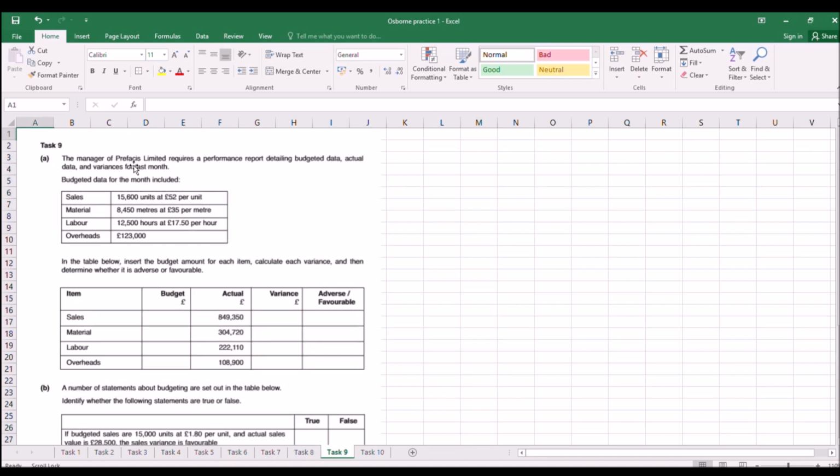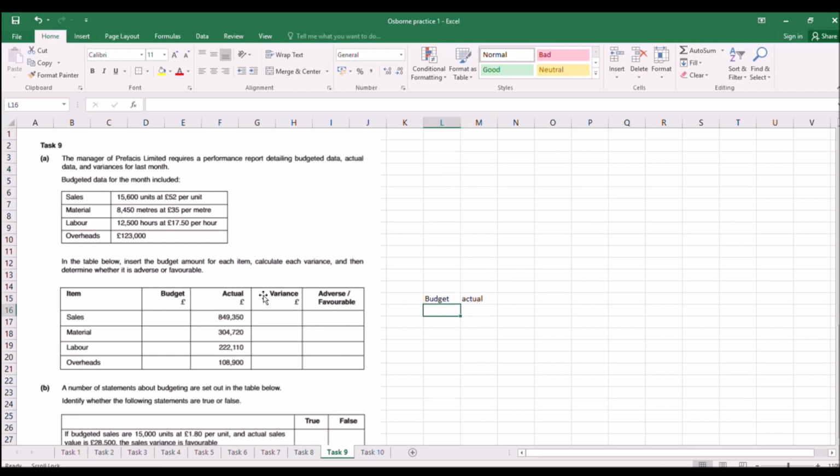The manager of Prefaces Limited requires a performance report detailing budgeted data, actual data, and variances for last month. Okay, so we go budget, actual for a start, and then see where we're going. Right. So here's our budget here. So we've got budget data. We've got some variances, and I'm going to put little extra tables in, and we'll talk about variances as we're going on.